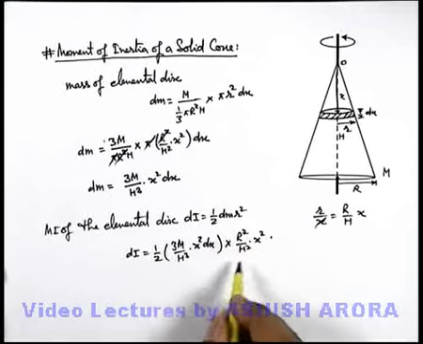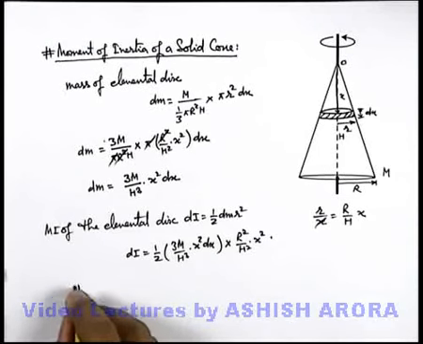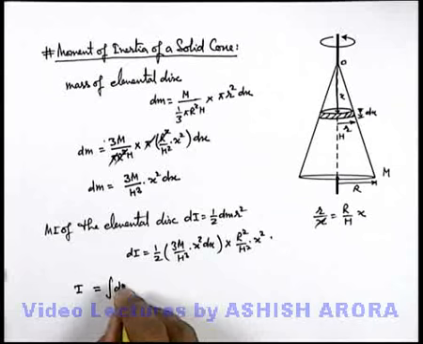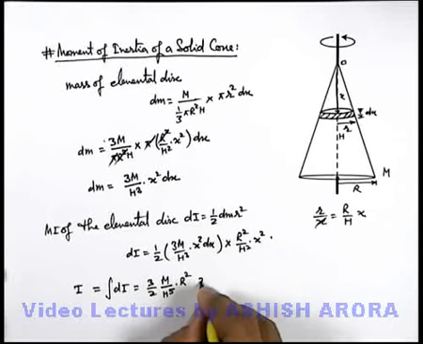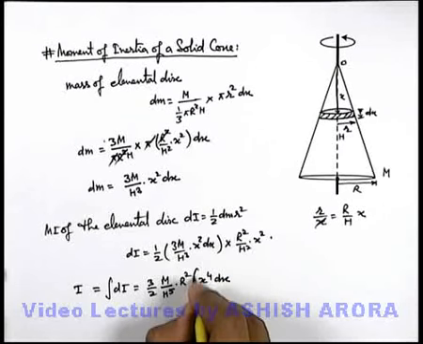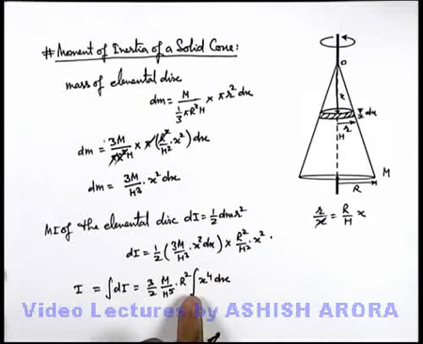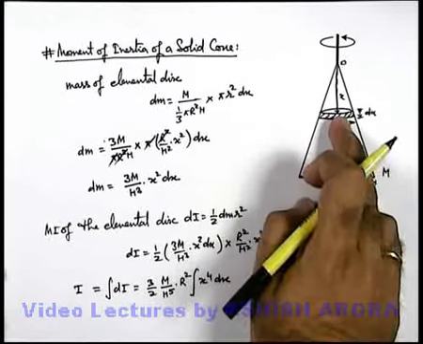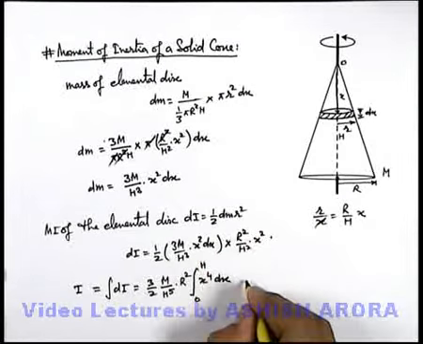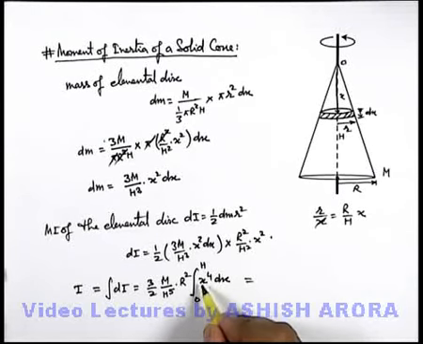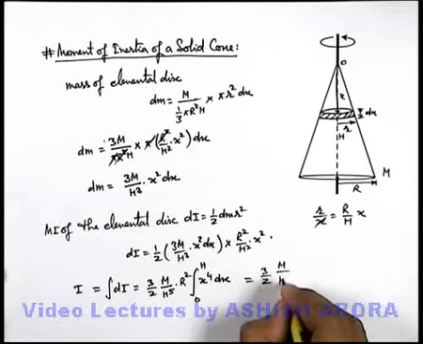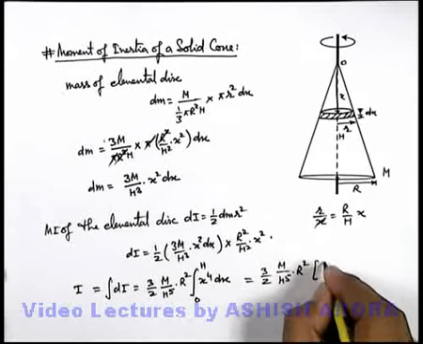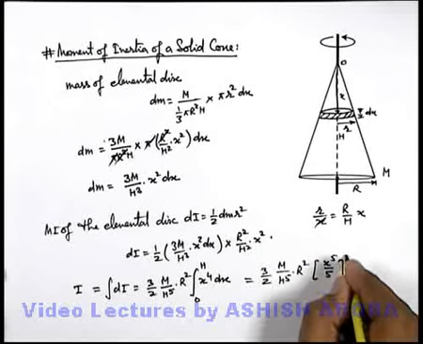square. Now the total moment of inertia can be given as the integration of dI, and this will be 3 by 2 m by h to power 5 into R square into x to power 4 dx. Here we keep all the constants outside the sign of integration and we integrate x from 0 to h. We know the integration of x to power 4 can be written as x to power 5 by 5. So this will become 3 by 2 m by h to power 5 into R square, and for x to power 5 by 5 we apply limits from 0 to h.